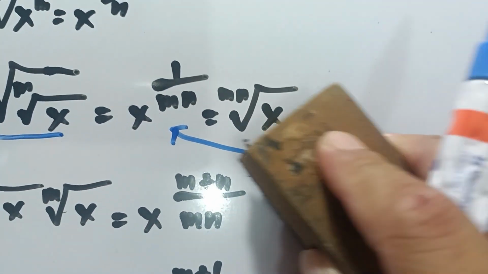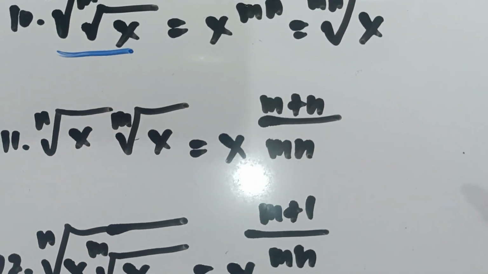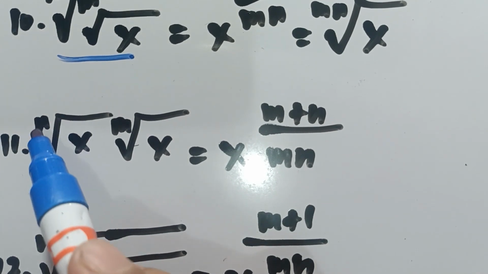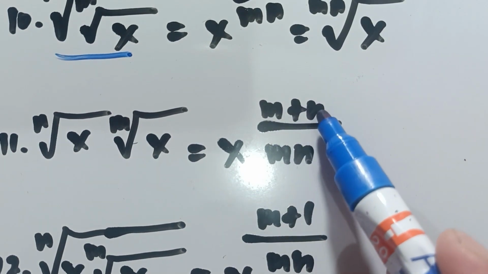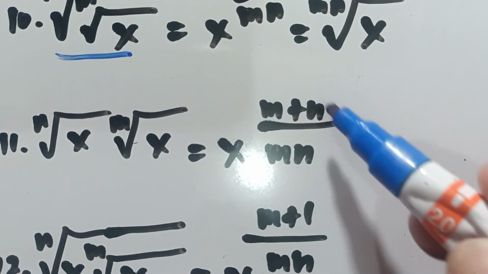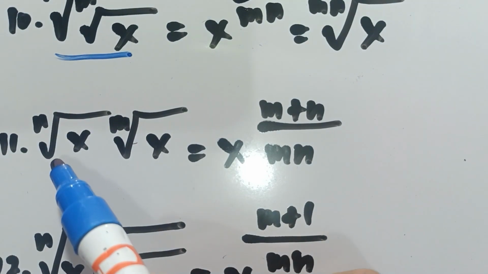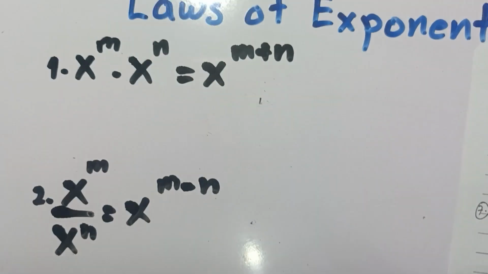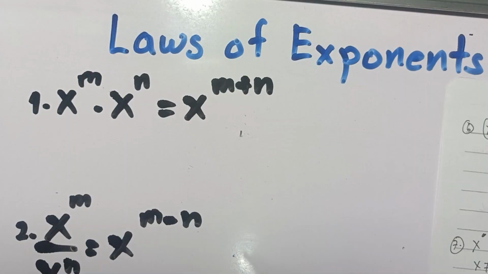Okay, so we proceed to number 11. Number 11, the n-th root of x times the m-th root of x is equals to x to the (m plus n) over mn. So how do we prove this one, number 11? Remember this one by rule number 1. Very simple. We check rule number 1, and this is rule number 1: x to the power m times x to the power n equals x to the m plus n.